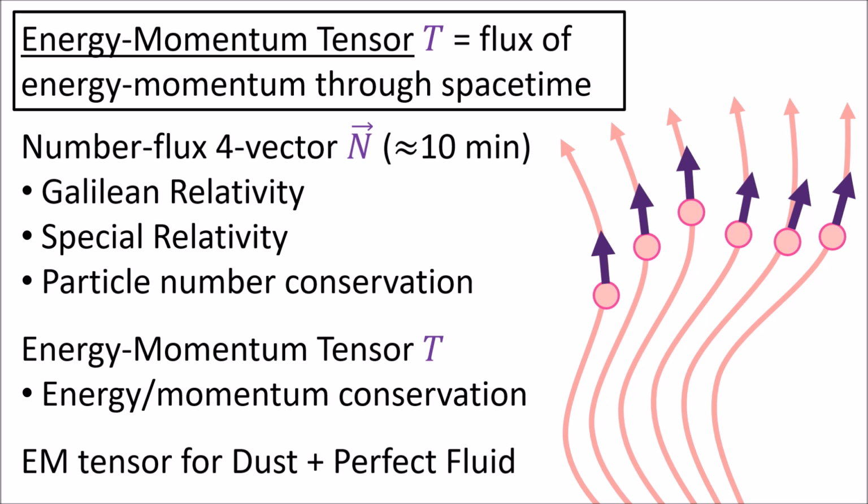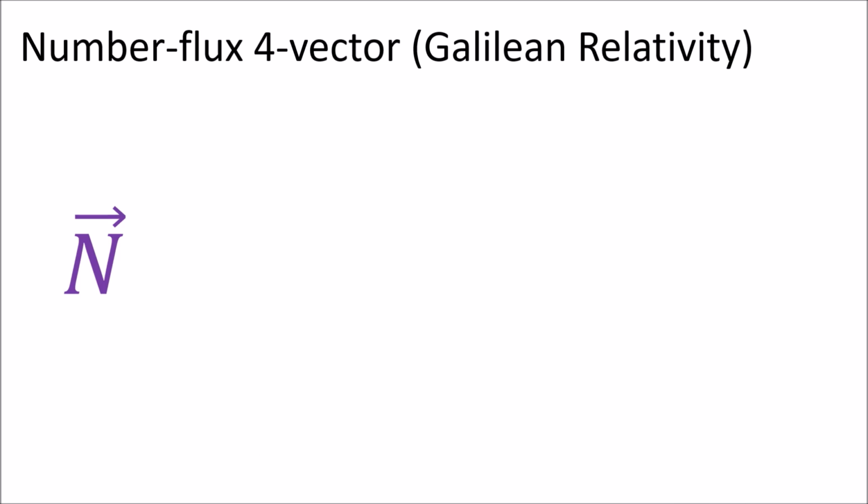So this video is a bit long, but my goal is to give you a good intuition for the energy-momentum tensor, instead of just throwing equations at you. To begin, we're going to consider the number-flux vector in Galilean relativity, without any length contraction effects. We'll consider special relativity and length contraction later.